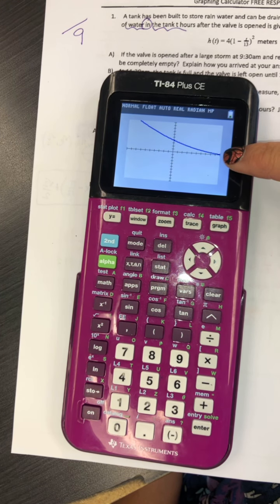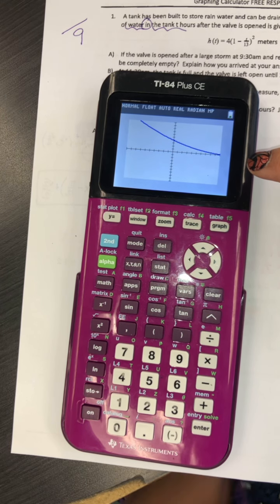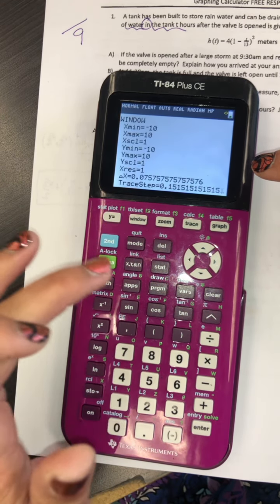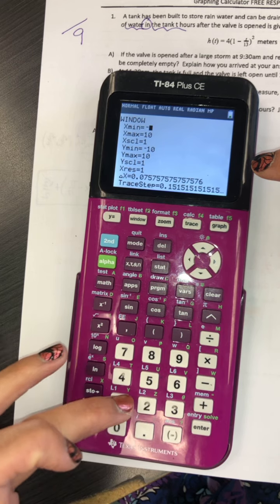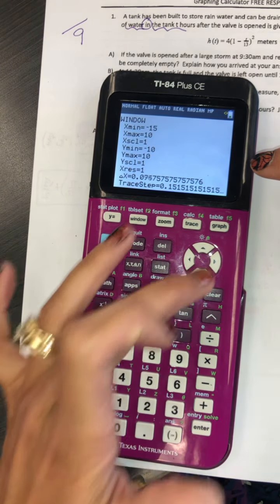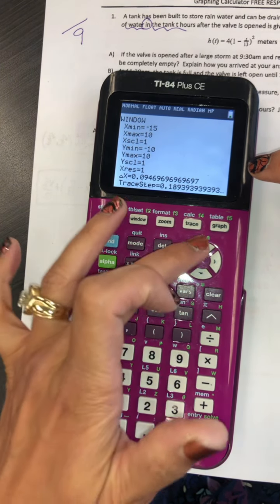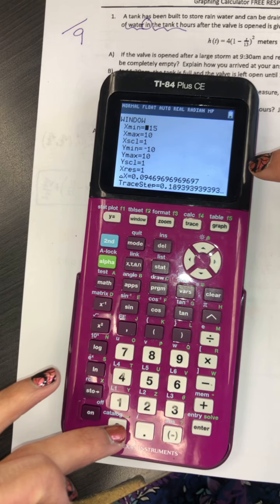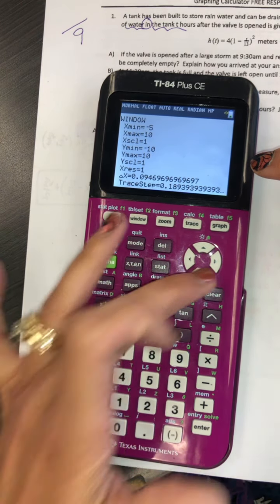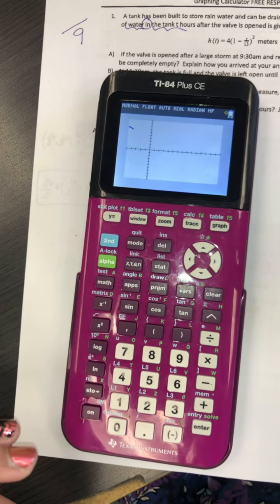Looks like it's gonna come down over here somewhere, so let's increase our window. Let's go negative 15 to positive 15. Actually, we don't need more on the negative side. Let's go negative 5 to 15 and see what happens.